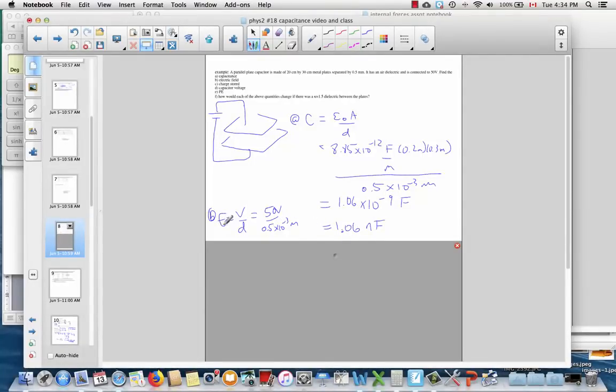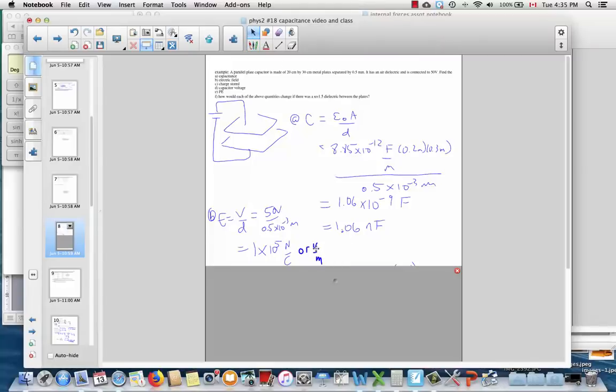Next, we want to find the electric field. We have a 50-volt cell, and the plates are separated by half a millimeter. So this works out to 50 volts over 0.5 times 10 to the minus 3. It's 1 times 10 to the 5 newtons per coulomb. Remember, the units of electric field can also be expressed as volts per meter.